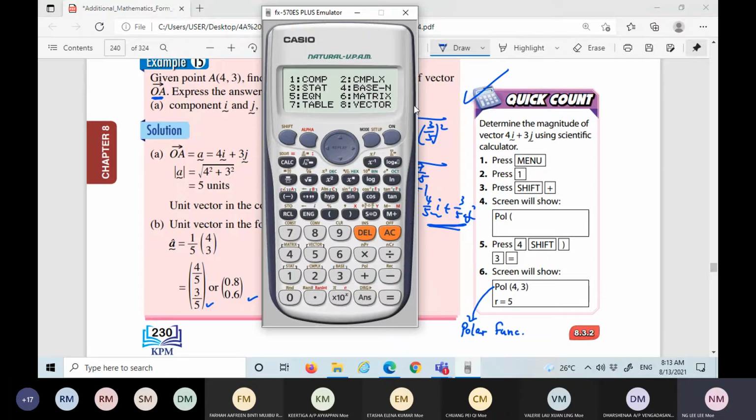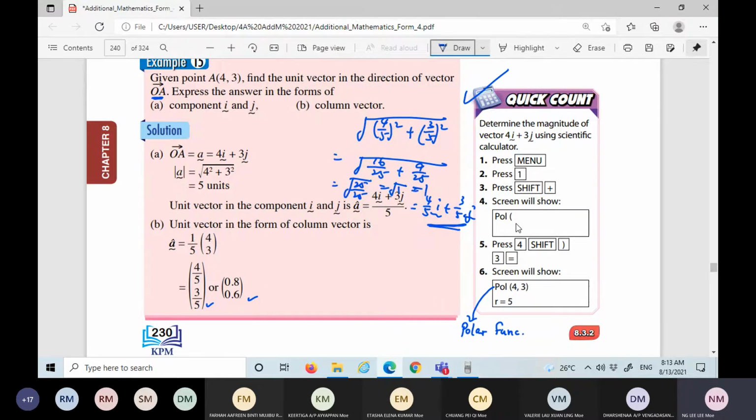I don't know. This one I'm not very sure. If you have a black color calculator, you follow the step. Actually you don't have to press menu one, you're already in menu one most probably, unless you have changed to other things. Then only you press menu one. Menu one stands for, I think, COMP.